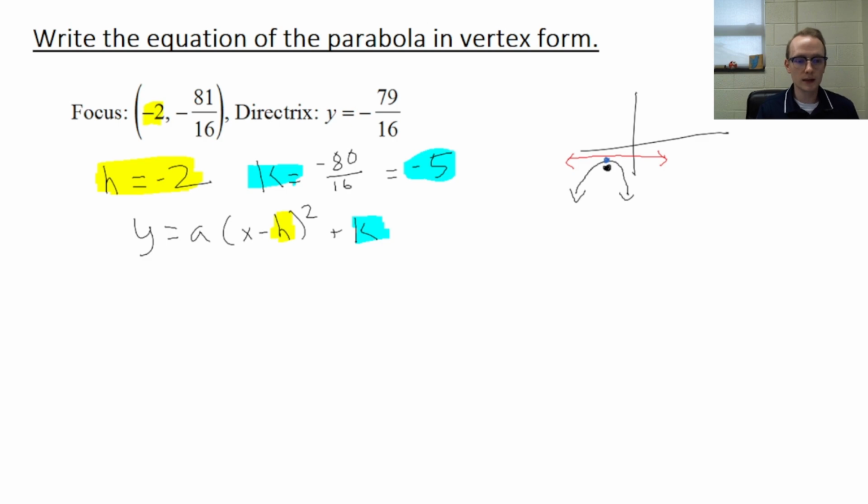And just like the previous two examples, we're going to do that by comparing the distance between our vertex, which is at (-2, -5), and our focus, or the distance between our vertex and our directrix. You have a choice in this one. You could use either one. Let's go ahead and use the focus, though. The x-coordinates of our focus and our vertex are the same, so we're not going to compare those. We're going to compare the distance between the y-coordinate of our focus and the y-coordinate of our vertex.